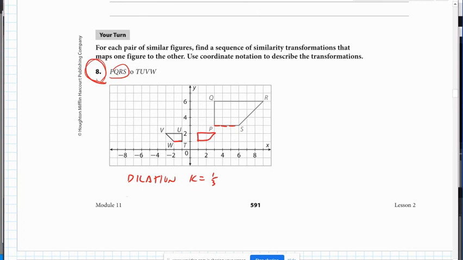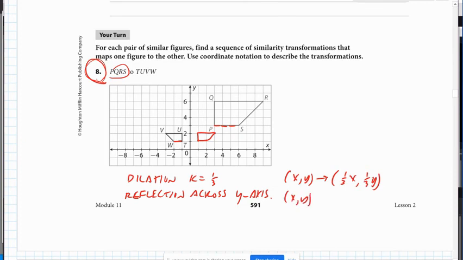And then we just need to do a reflection across the y-axis. Okay, so that's one way to do that. The algebraic transformations would be (x, y) gets sent to (1/3 x, 1/3 y), and then this would be (x, y) gets sent to (negative x, negative y).